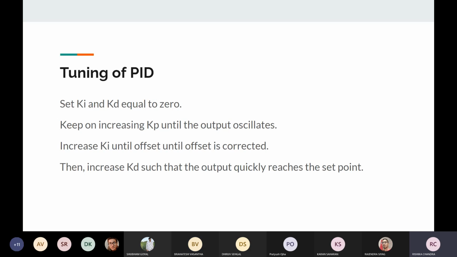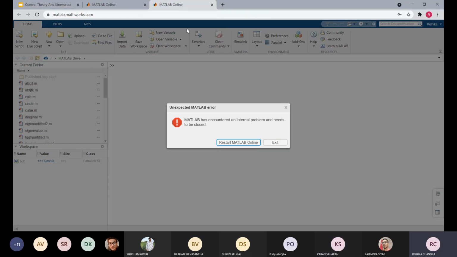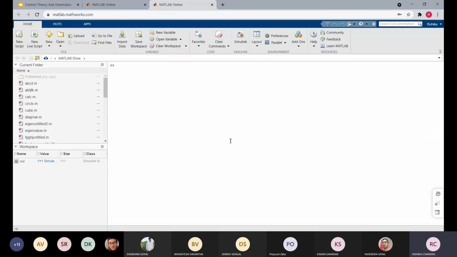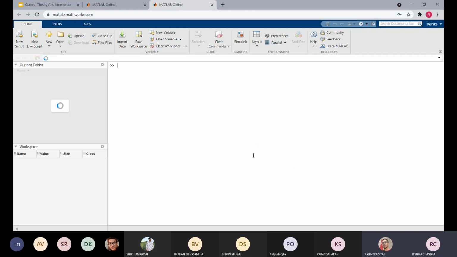So let's have some practical work. You guys can open your MATLAB Online. You all have registered, right? Is there anyone who hasn't registered or is having a problem registering?